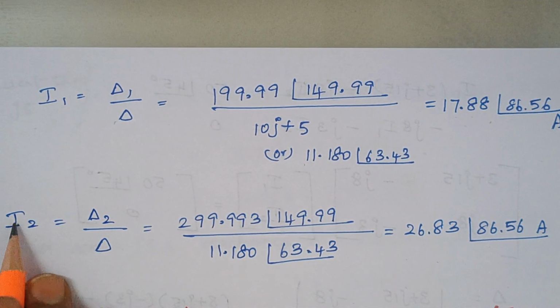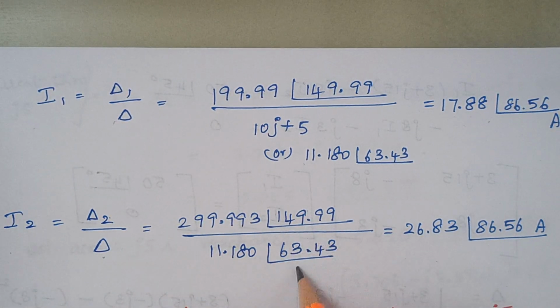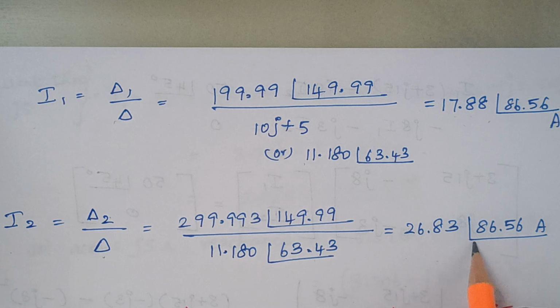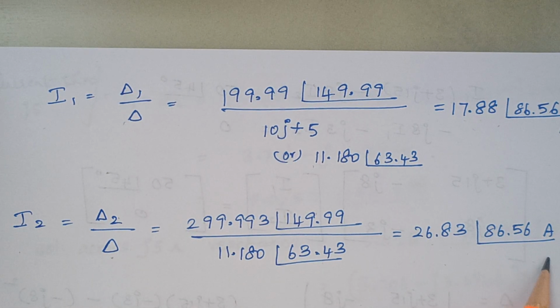And the next thing is I2. Here I2 is given as del 2 by del. Again just substitute the values, and the final answer is 26.83 with an angle of 86.56 amps. So here comes the end of this problem.